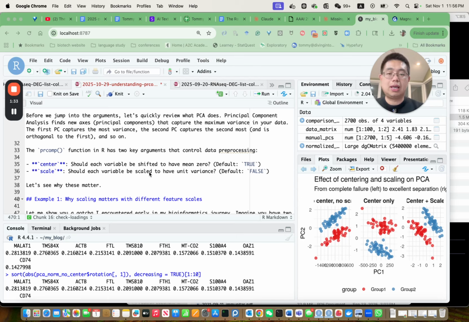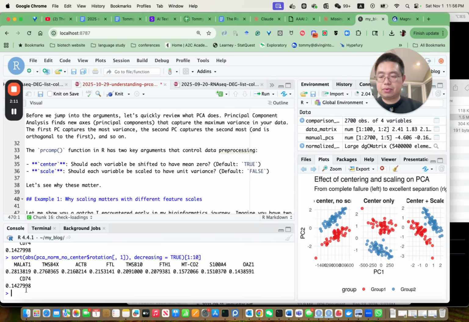And it has two key arguments that control the data pre-processing steps, center and scale. So center means each variable will be shifted to have a mean of 0. For example, X is a variable with multiple values, and you calculate the mean, and then you do X minus that mean. So every variable will be shifted to have a mean of 0. And scale means standardization, so each variable will be scaled to have unit variance.